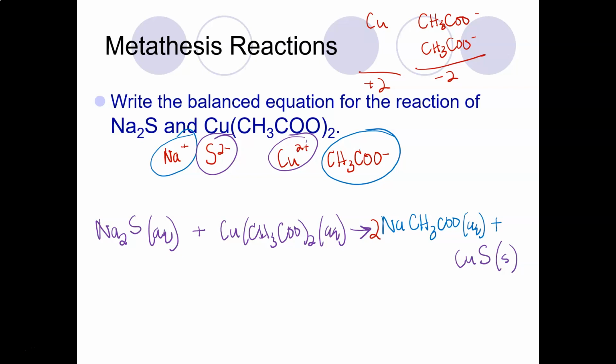So this is now my balanced equation. So I can give you 2 reactants for a metathesis reaction and have you predict the products. You're going to need your solubility rules. You're going to need to remember how to put ions together and to know our steps to get through that.